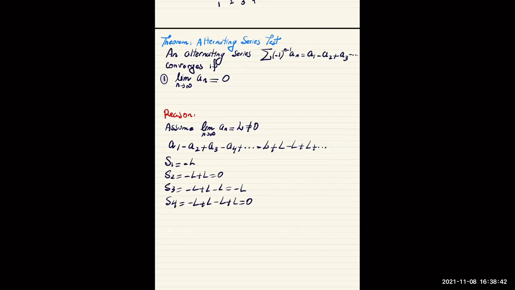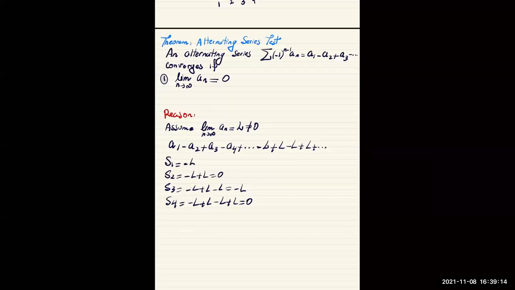So these partial sums are going to fluctuate between negative L and 0. They're either negative L or 0. So there will be no limit because we don't get the same value every time. And the series will be divergent. The limit of the partial sum does not exist. All right, so we want a sub n to go to 0. That's one requirement.